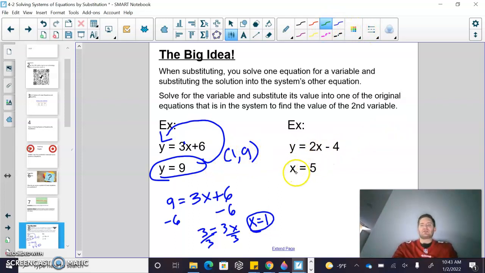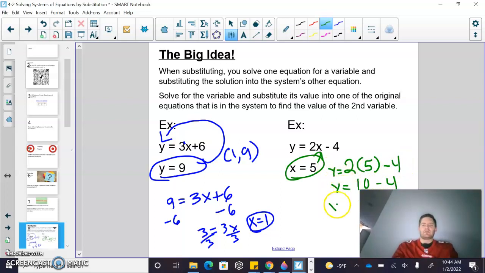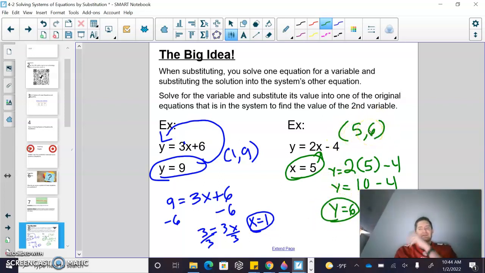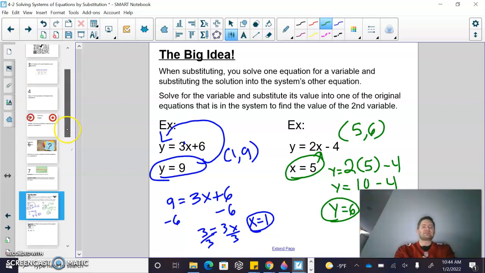In our second equation, we are going to substitute in 5 for x and solve. So 2 times 5 is 10, minus 4, and y is going to be equal to 6. So our solution is (5, 6), as I have written on the screen here. So those are the big ideas.